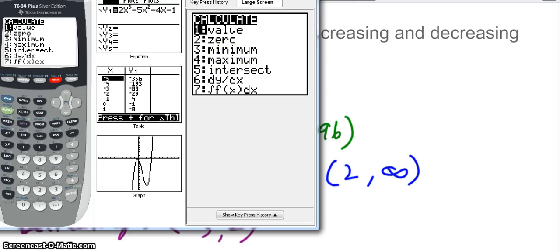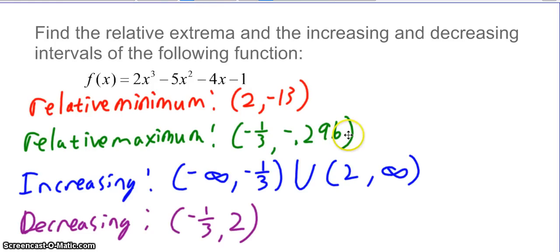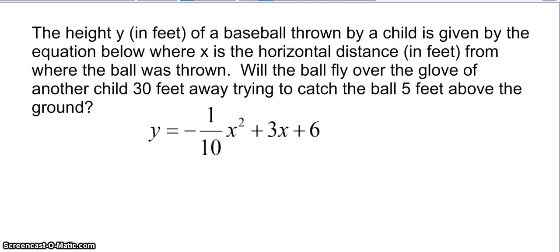I pick the left bound, the right bound, and so on as we did before. You can look at that video again or those notes again in order to see how to use the calculator if you don't remember. Okay, so next one, we have an application problem here.